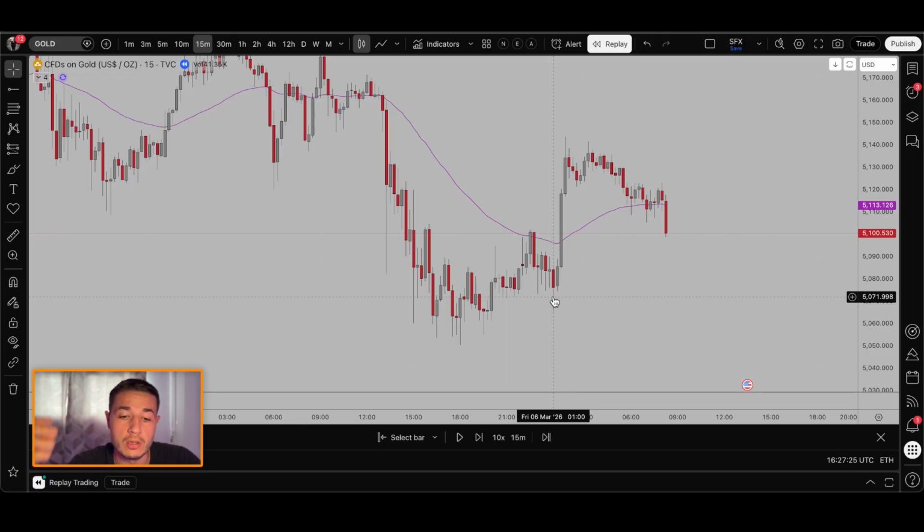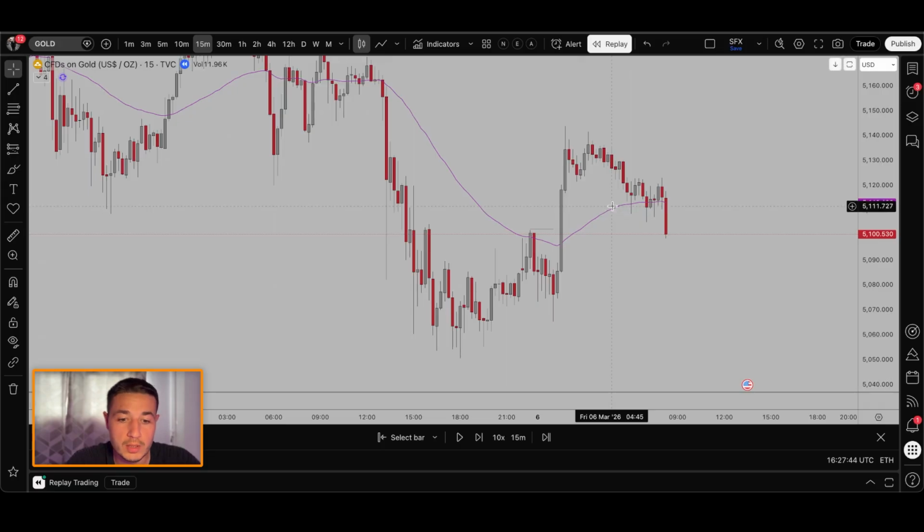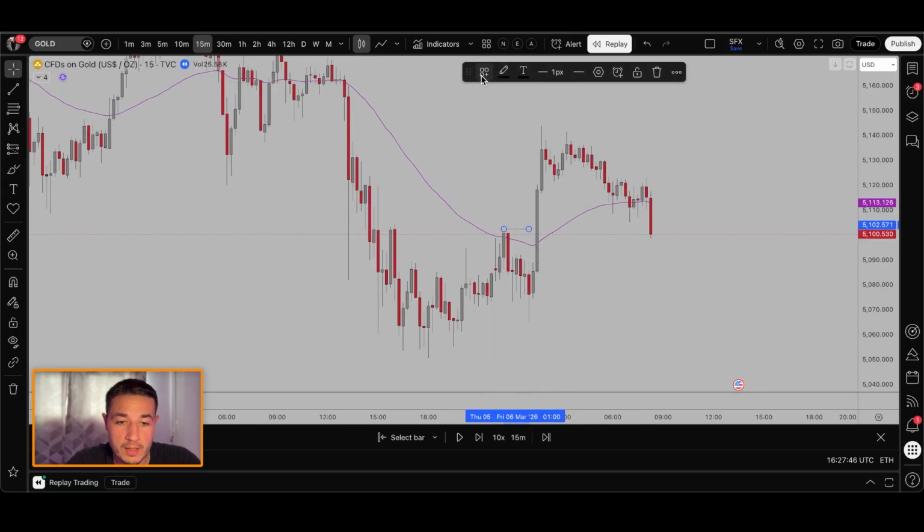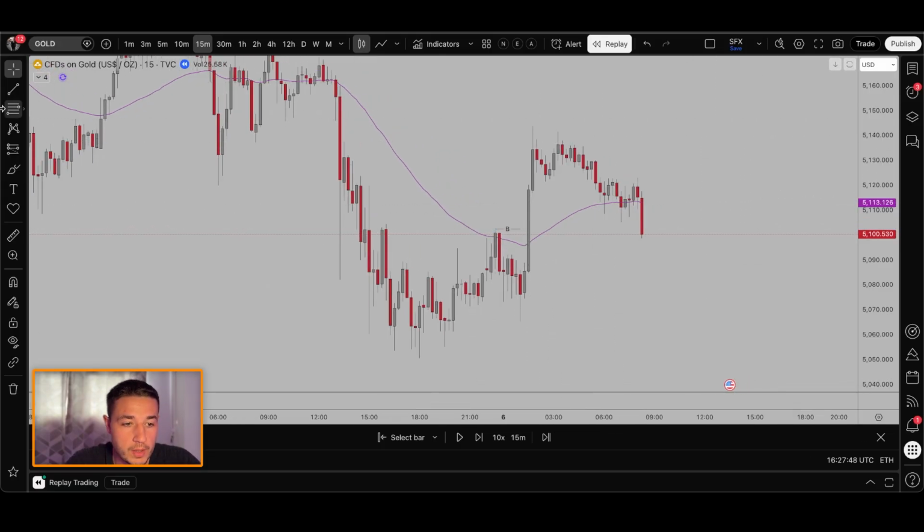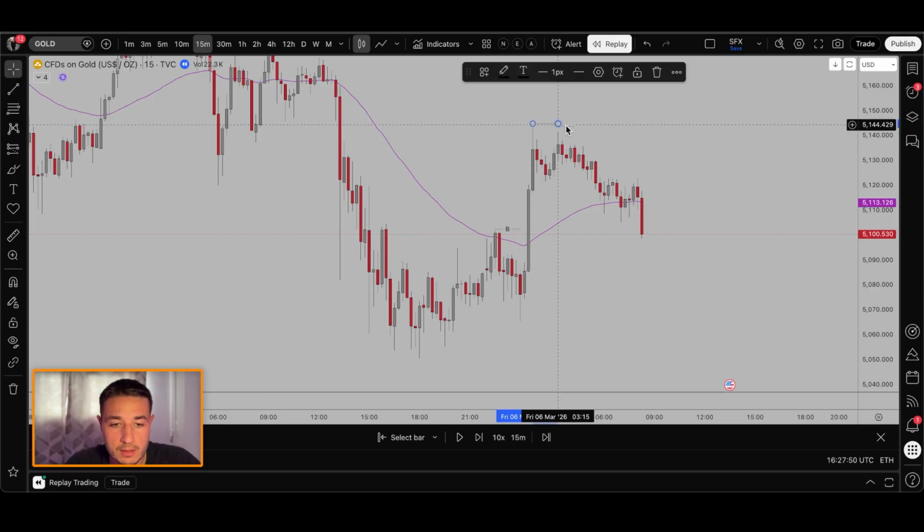It has to, technically it has to. I always say this example: if you want to go from A to B with a car, you need to fill the tank, so it's the same with the price. You need fuel. So we created a break of structure. Cool. We created liquidity to the upside. Cool.